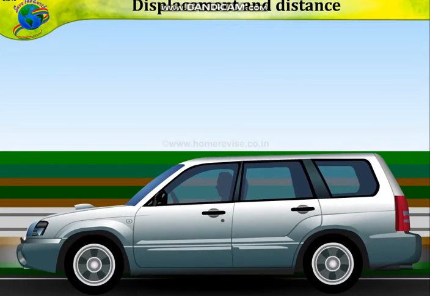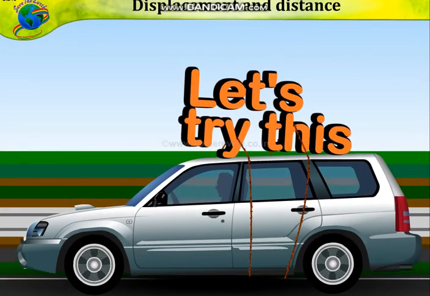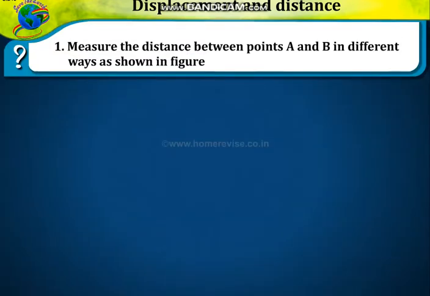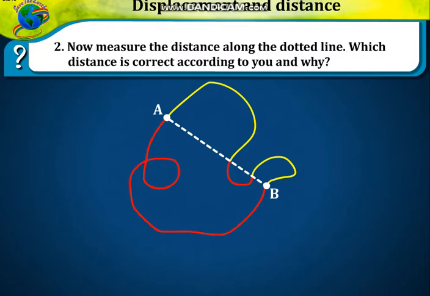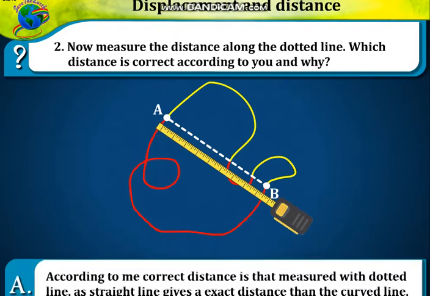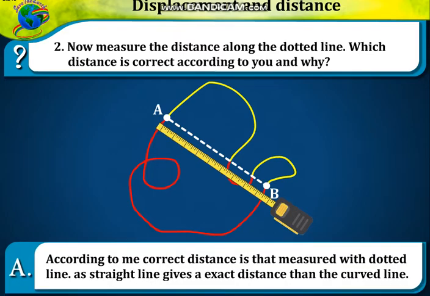Displacement and distance. Let's try this. 1. Measure the distance between points A and B in different ways as shown in figure 2. Now, measure the distance along the dotted line. Which distance is correct according to you and why? According to me, the correct distance is that measured with the dotted line, as a straight line gives an exact distance rather than the curved line.